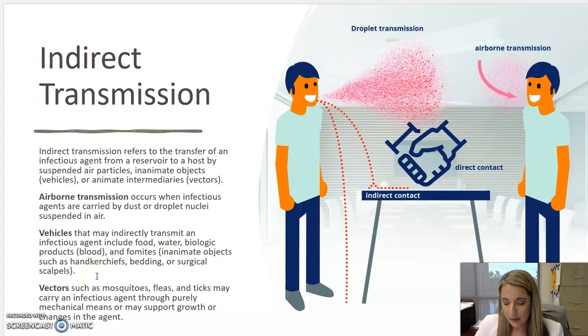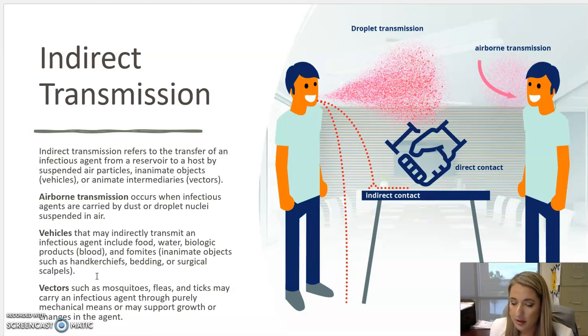Then the second type of transmission is indirect transmission. So indirect transmission typically refers to microorganisms being spread either through airborne transmission, through vehicles, or through vectors. So airborne transmission is different from droplet transmission. Droplet transmission is when mucus droplets are expelled from a sick individual and then inhaled into another individual in order to acquire disease, but the infectious pathogen is within the mucus droplets.